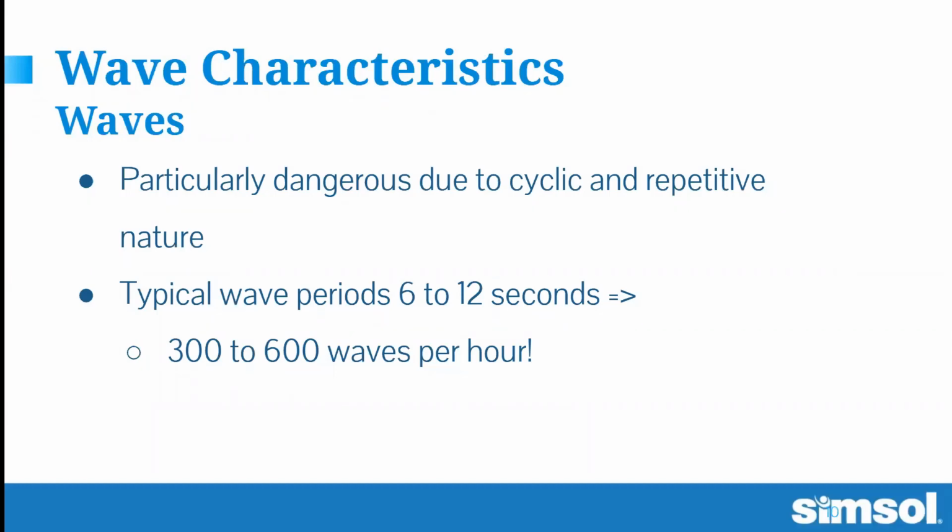Waves are particularly dangerous due to their cyclic and repetitive nature. I mean, think about it. When you're out at the ocean, the waves are coming one after another after another. Typically, waves are happening about every 6 to 12 seconds. So in the period of an hour, you're looking at 300 to 600 waves. Just imagine a building standing there taking that kind of punishment over a period of hours of a hurricane.